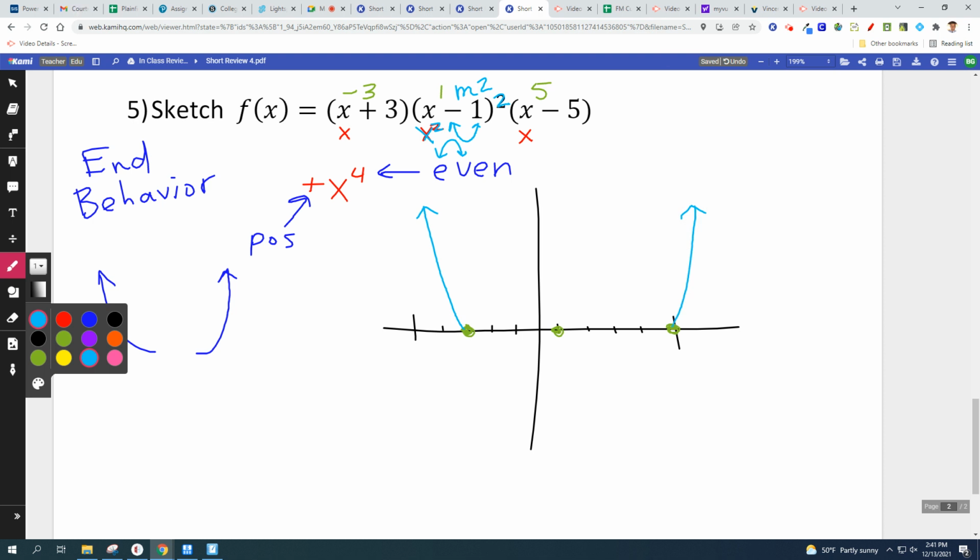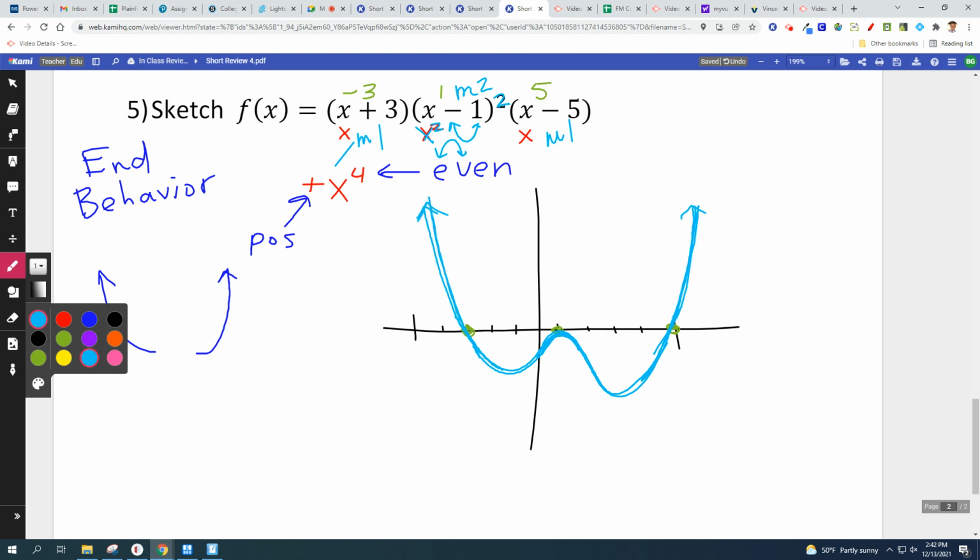But I can also say it's going to go straight through. This has a multiplicity of 1, which means it acts like a line there. So it's going to go straight through like a line. Same thing over here. Multiplicity of 1 means it goes straight through like a line. But I'm going to have to bounce right here in order to make this fit. So multiplicity of 1, multiplicity of 2 makes it look like an x squared. Multiplicity of 1 right there.